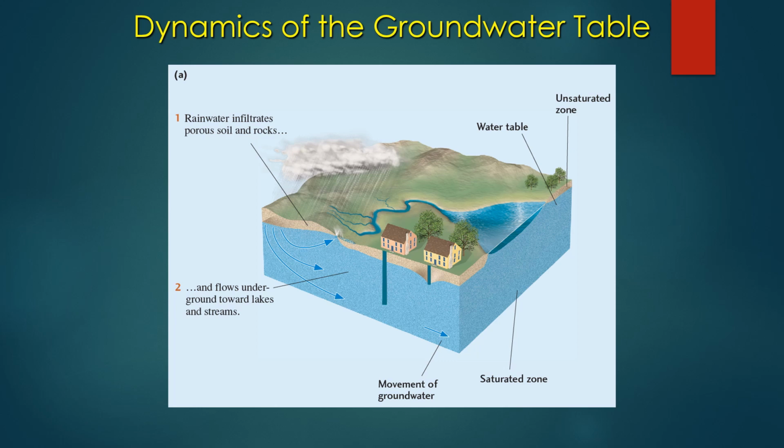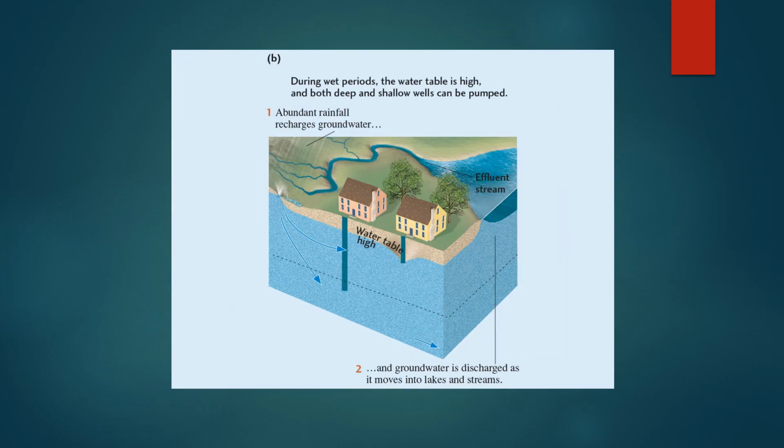The groundwater table is not stable. It rises during the rain season and lowers during the dry season. During the rainy season, surface runoff water contributes to the rivers and lakes. Infiltration of water charges the groundwater. The groundwater table rises and both shallow and deep wells can have water pumped out. During this time, when the groundwater table is high enough, it can recharge the rivers and the lakes.